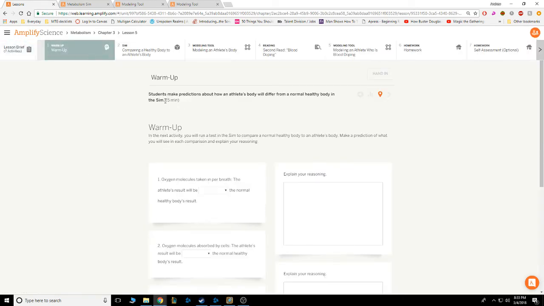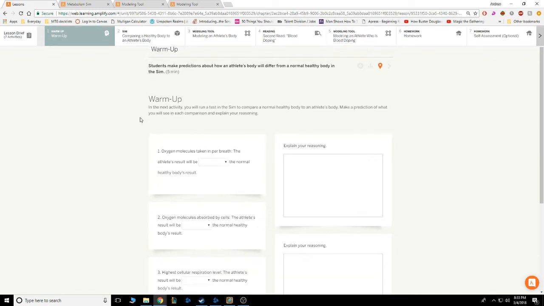In the warm-up, we're going to make predictions about how an athlete's body will differ from a normal healthy body in the sim. So in the warm-up, we need to take a look at what they're asking us to do. We're going to run a test in the sim in the next activity to compare a normal healthy body to an athlete's body. We're going to make a prediction of what you will see in comparison and explain our reasoning.